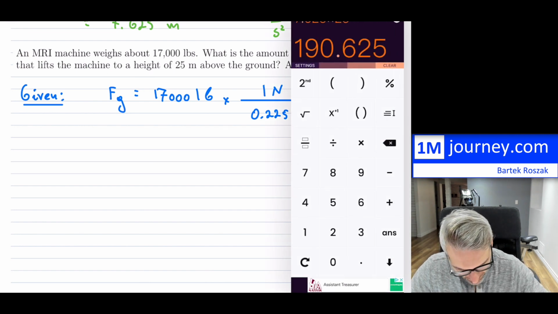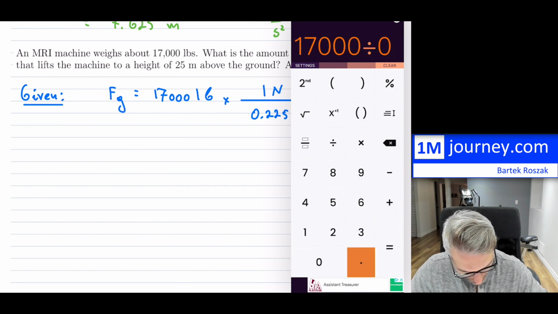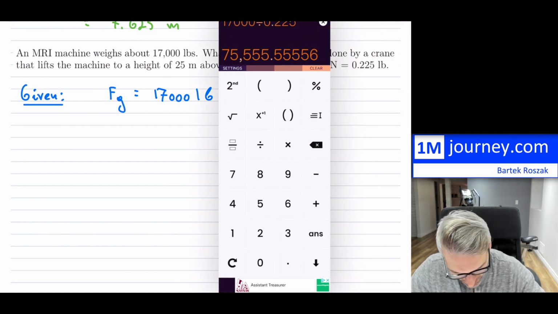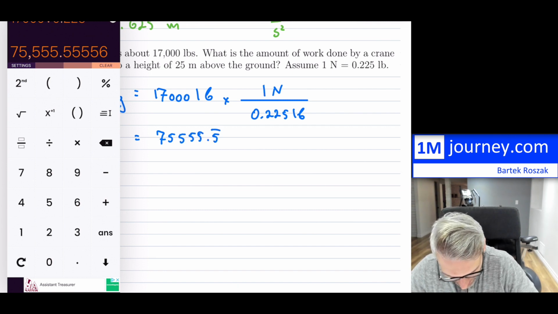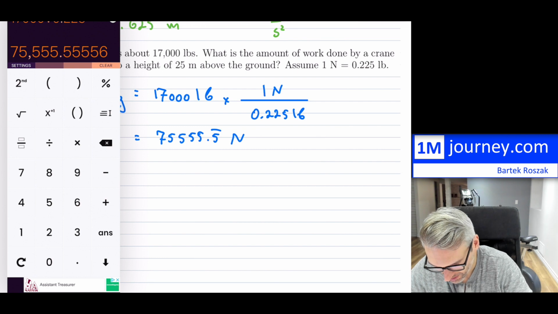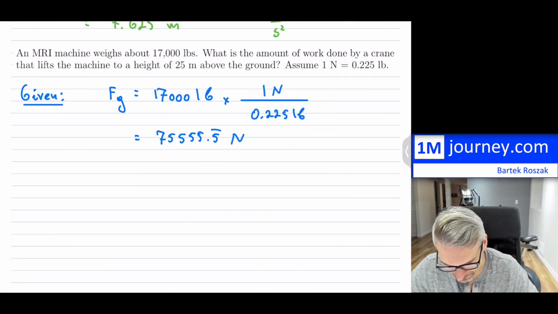So here it is: 17,000 divided by 0.225. That's quite a few digits. I'm not going to round this. So 7, okay, that's a lot of fives there. So let's write it as 755,555.5 point, and that's newtons. So that's the first thing.